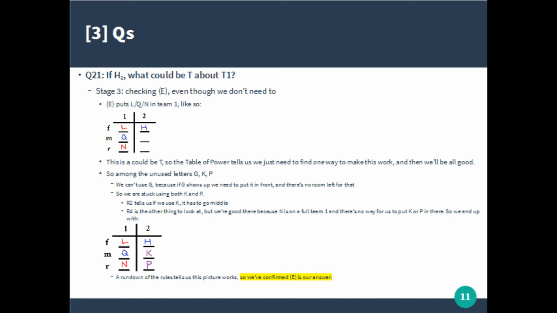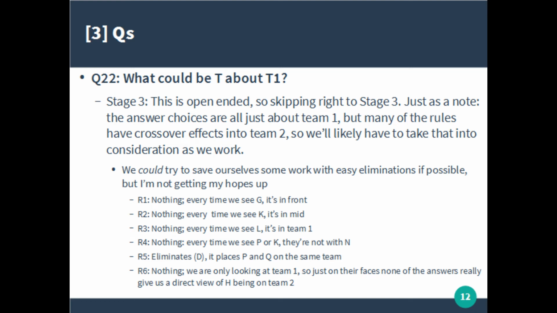Rule 2, I believe, was the one about K, and we've done that. Rule 3, which places L on team 1 whenever it shows up, is already accounted for. And you kind of get the point. We did the rest of the rules in the picture. You can go back and check all of them again, but a quick rundown of all the rules will confirm that this is possible. It's a viable picture. So we have confirmed that E, in fact, could be true. It is a viable possibility.